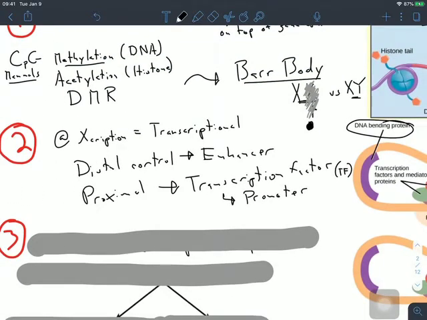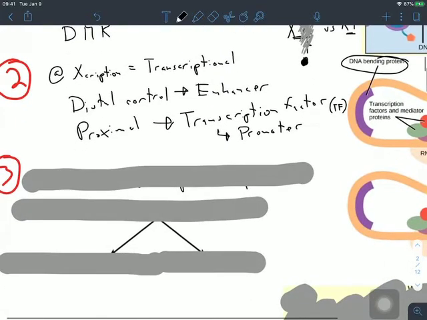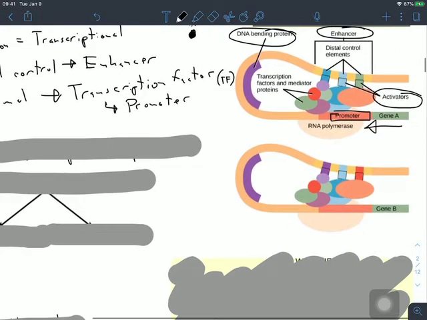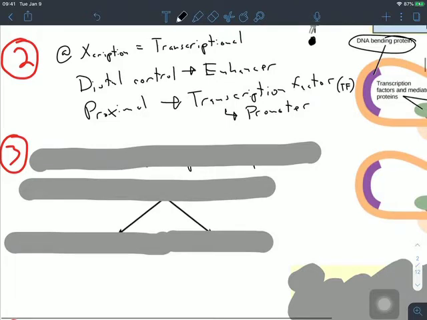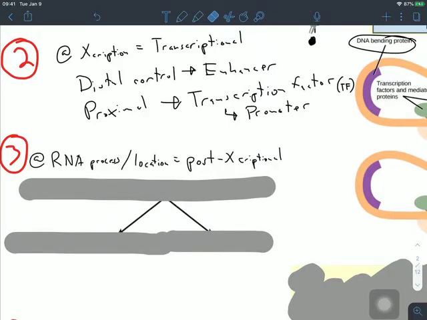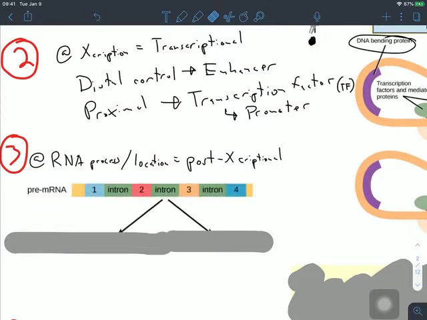Once you've created a functional transcript, once you've made that RNA, then you can look at RNA processing or post-transcriptional control. In post-transcriptional control, you're going to begin with your pre-mRNA. Now, the thing about pre-mRNA is it can actually end up being different products after splicing. What exactly do I mean by this?